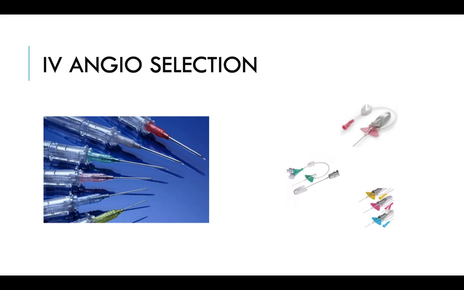Angio selection. We have two types of angios in the back of the ambulance. We have the traditional spring-loaded, spring-safetied on the left, and then the Nexiva on the right. They are slightly different in their application, but at the end of the day, it is still an angio over a needle.